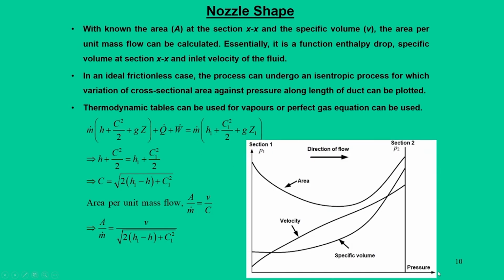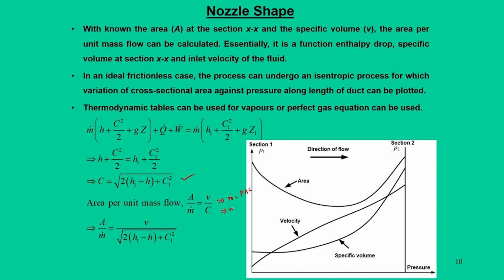Now, let us try to understand the same concept from a different perspective, or represent it in a graphical figure. Try to understand these particular equations. One is C equals the square root of (2 times (H1 minus H) plus C1 square). This is one expression. The other is mass flow rate: the mass flow rate at any cross section is constant.